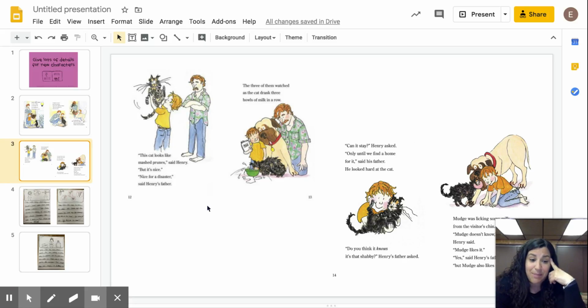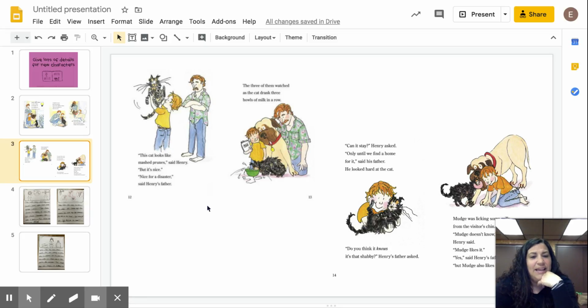Wow. If I stop and think about that, that tells me that this cat must have been very hungry. 3 bowls of milk in a row. I think that we're right in thinking, just like Henry and Mudge and Henry's father, that this cat's probably a stray, right? If it doesn't have a home, then there's no one feeding it.